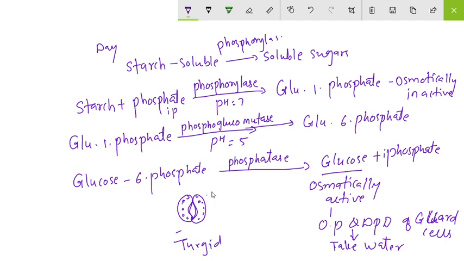Turgid pressure. So the glucose, which is produced from the interconversion of the starch present in the chloroplast of the guard cells, is osmotically active, so it increases the osmotic potential and diffusion pressure deficit of these guard cells. Due to that, it absorbs water from the surroundings, and when it absorbs water, the walls of these guard cells get stretched out.